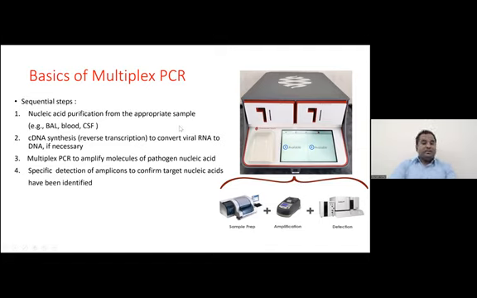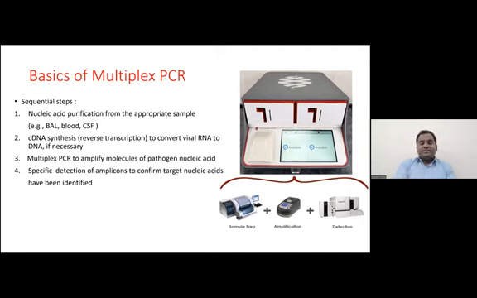Multiplex PCRs are basically of two types. Some are commercially available and some are in-house multiplex PCR. In-house are where a lot of Indian labs have also made their own multiplex PCR panels. However, there are some differences between the two, which I will discuss, that what is the standard and what are the in-house multiplex PCR tests.